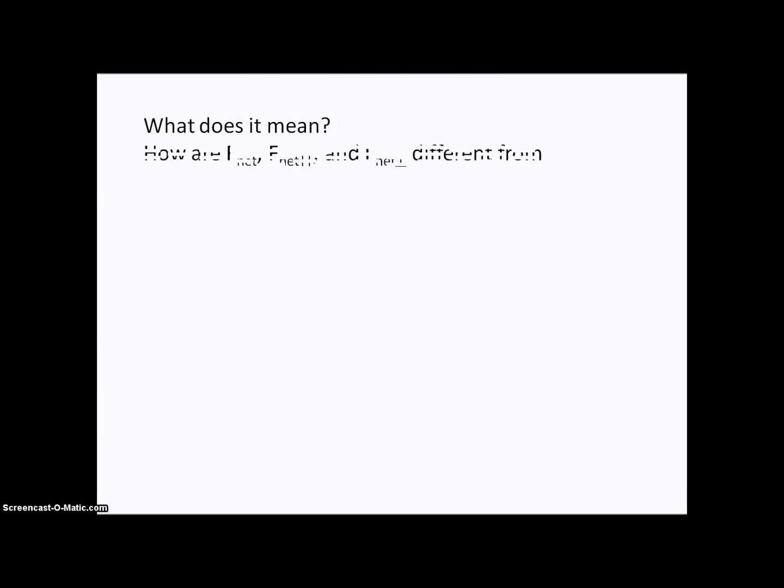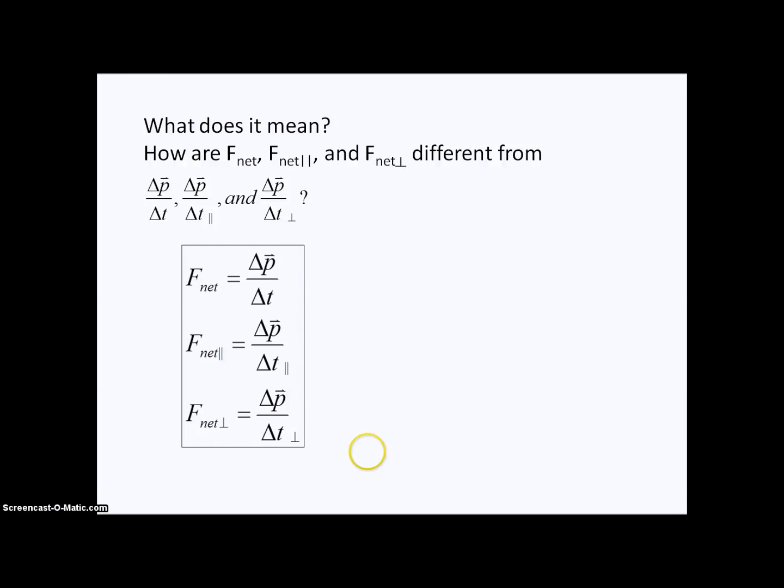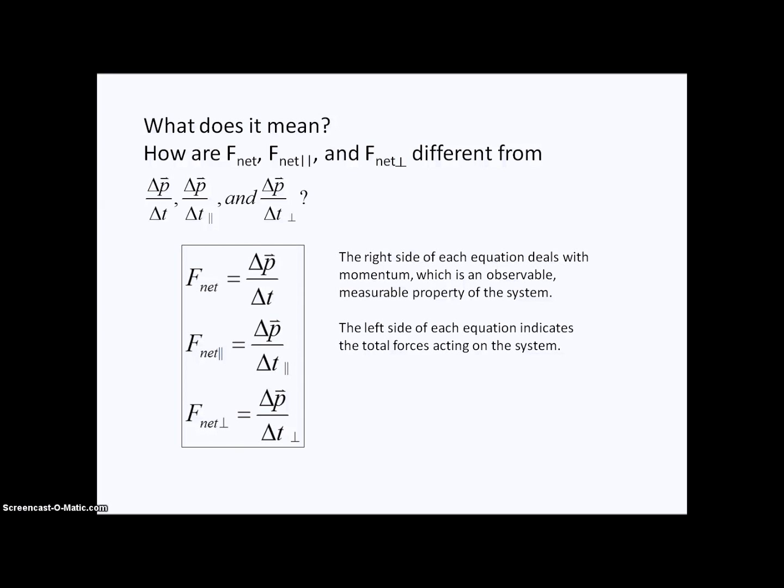What does it mean? How are F net parallel and F net perpendicular different from delta p over delta t parallel and delta p over delta t perpendicular? Over the course of this lab, we have used these equations. The right side of each equation deals with momentum, which is an observable, measurable property of the system. The left side of each equation indicates the total forces acting on the system. Newton's second law allows us to connect the physical qualities of a system, qualities such as mass, velocity, and momentum, to the interactions of the surroundings with the system. This tells us the total forces acting on the system.